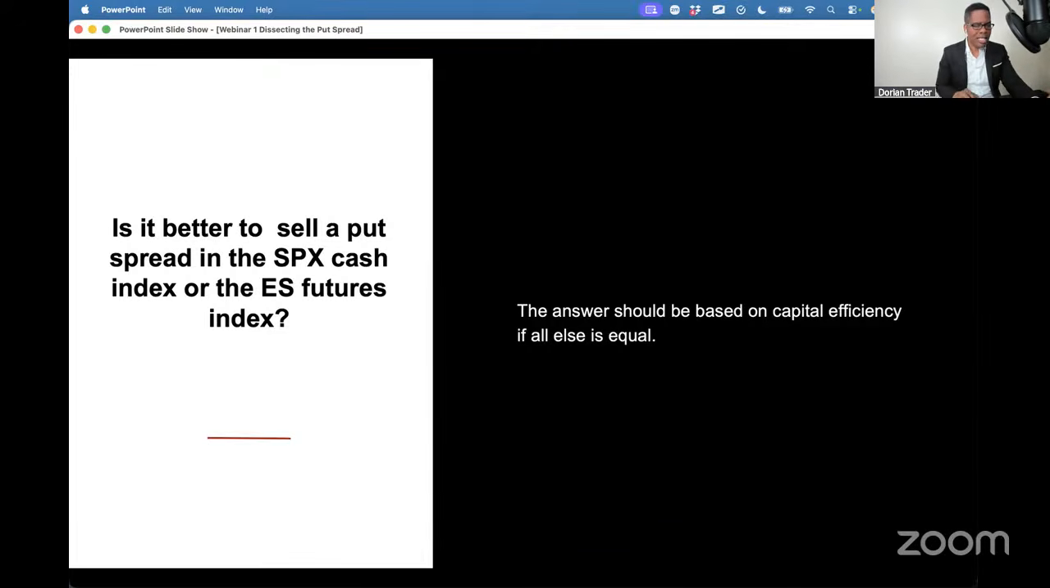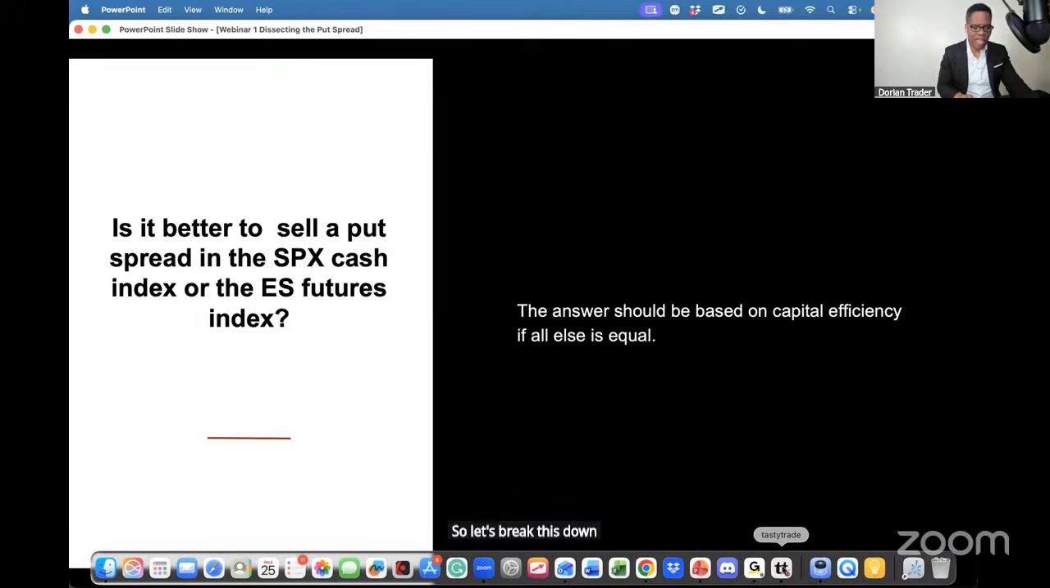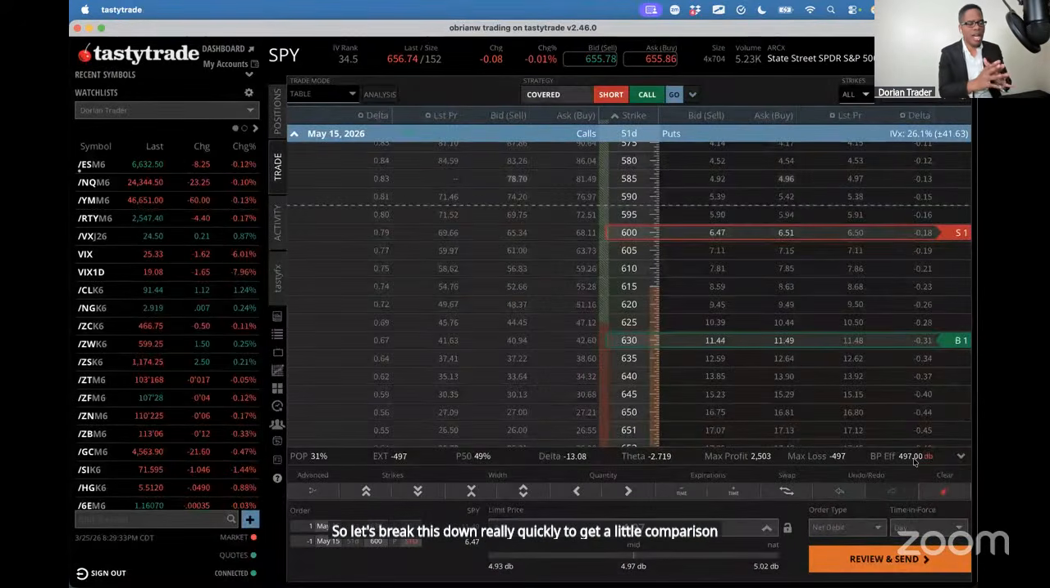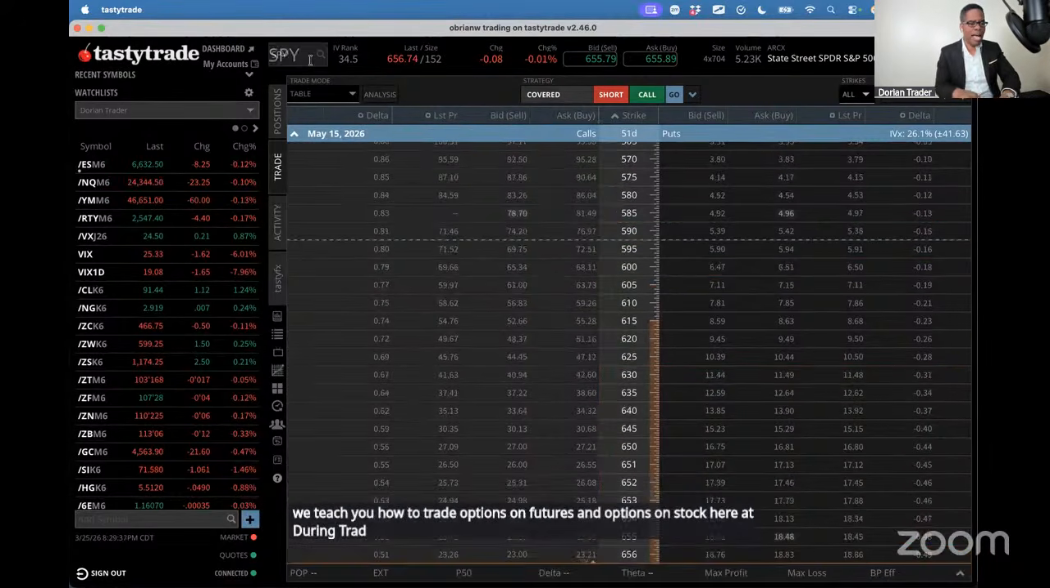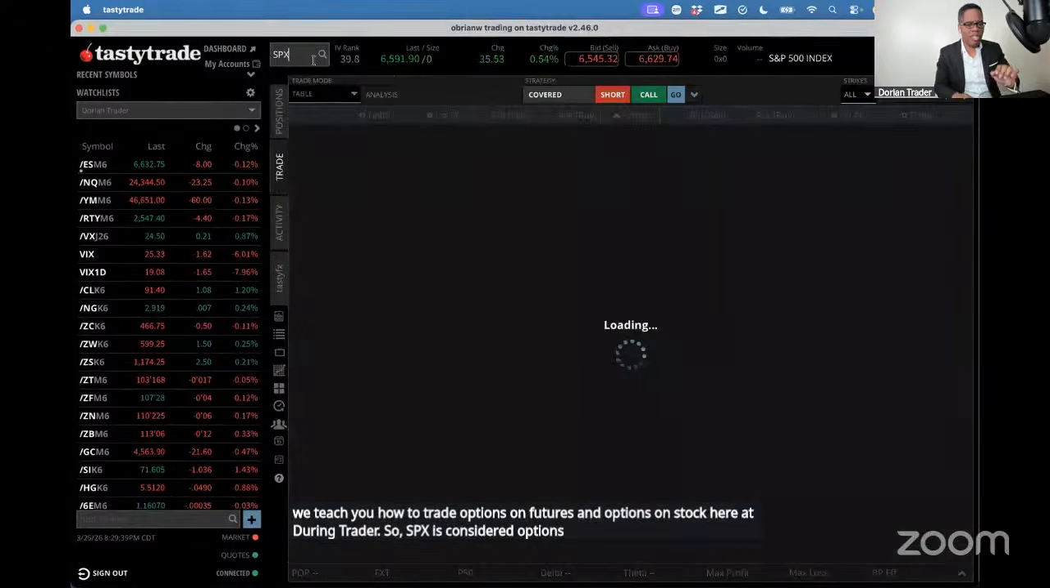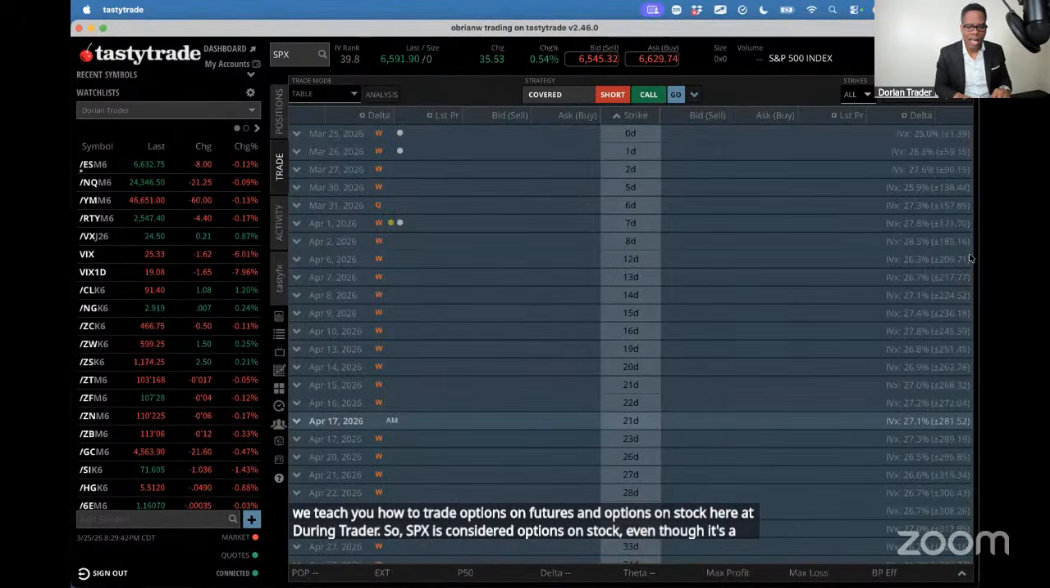Now, is it better to sell a put spread in the SPX cash index or in the ES futures index? As we indicated earlier, it's all the S&P 500. We believe the answer should be based on capital efficiency if all else is equal. Let's break this down quickly to get a comparison. I told you we teach you how to trade options on futures and options on stock here at Dorian Trader. SPX is considered options on stock, even though it's a cash settled index.